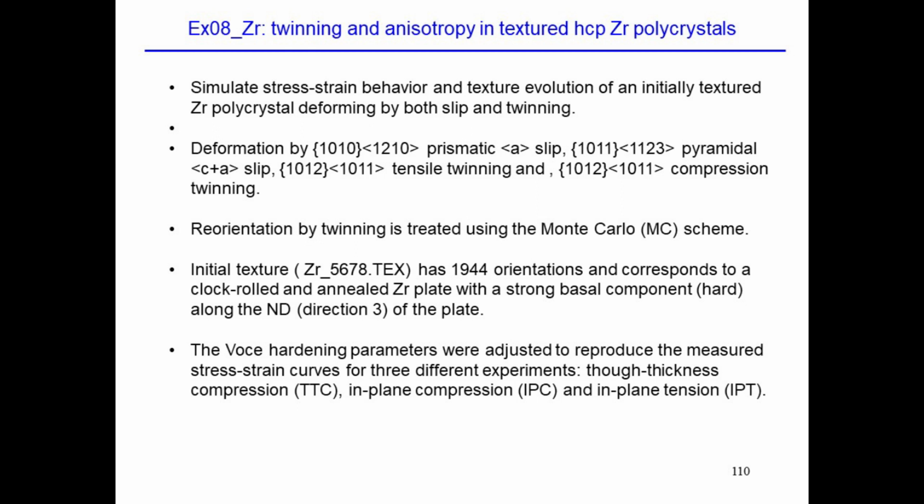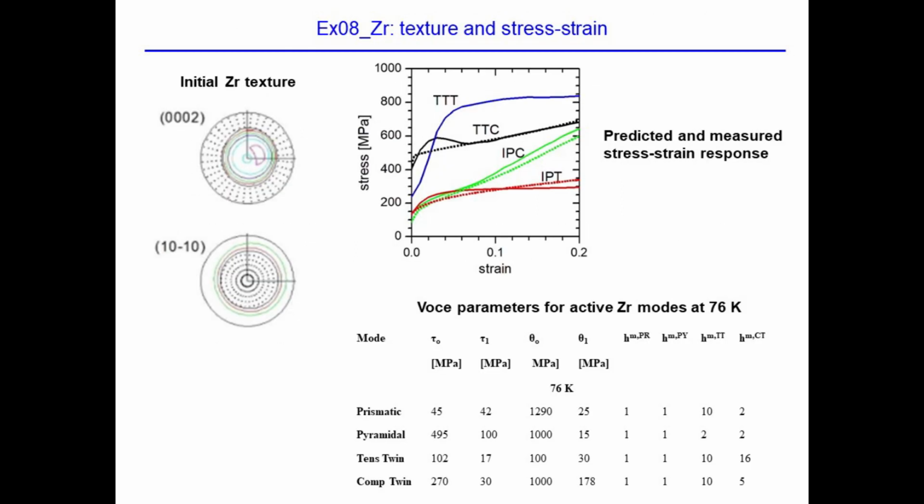It has a strong basal component, and now we have to adjust Voce hardening parameters for 4 systems. We have 4 different modes here. They have different Voce parameters, and we need Voce parameters for each of them. That is a more complicated task, and that is why I like this example, because it really opens up the field. So this is the material that we are talking about.